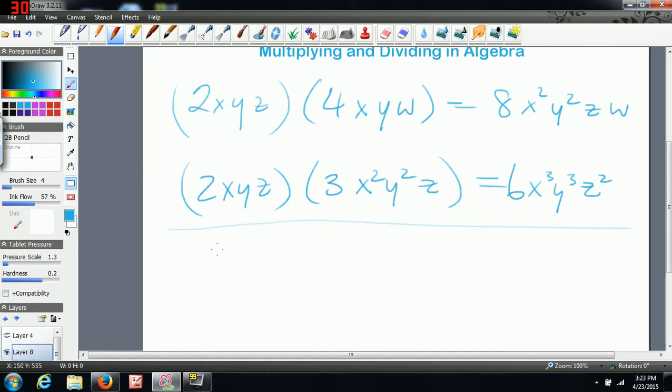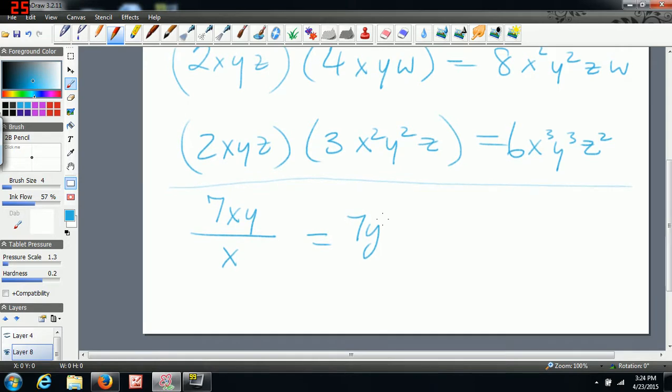Say you had 7xy divided by x. In that case, the 7 and the x's would cancel, and you get 7y. So it would be x to the 1 minus 1, which would give x to the 0. If I wrote this step by step, this would be x to the 0 times y, and anything to the power of 0 is always equal to 1. So x to the 0 equals 1. That's another rule to remember in mathematics. So this becomes 7y.